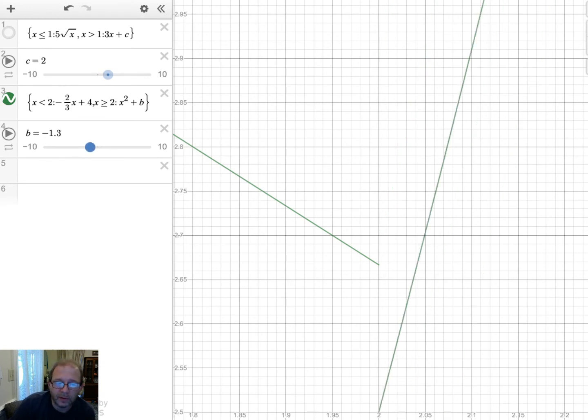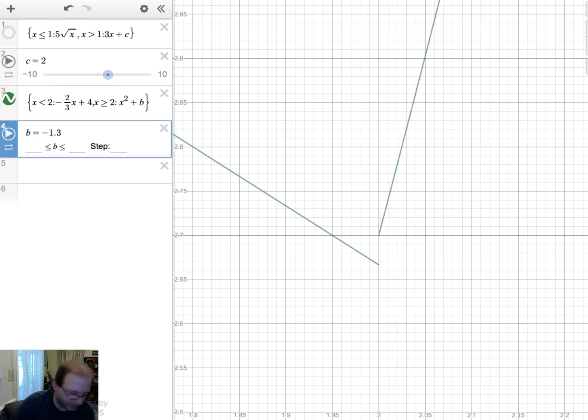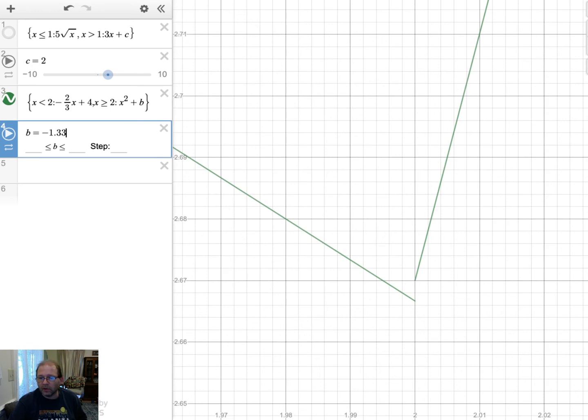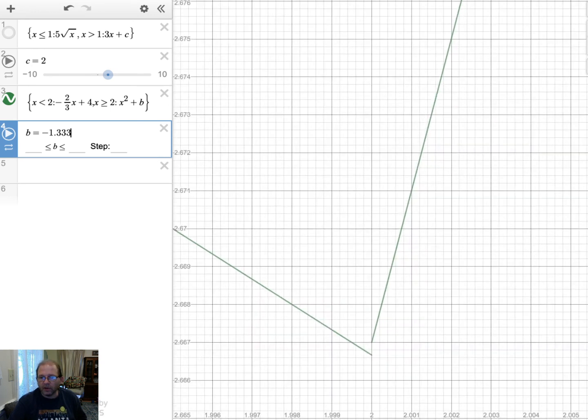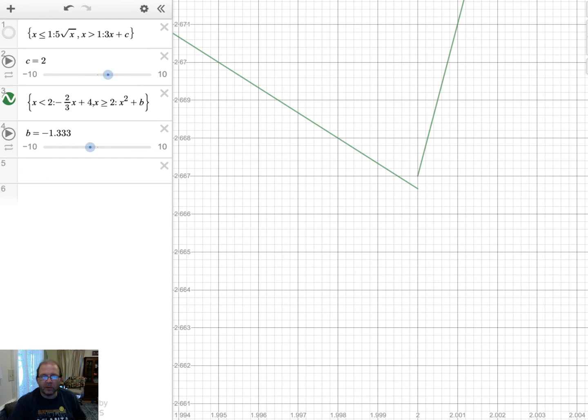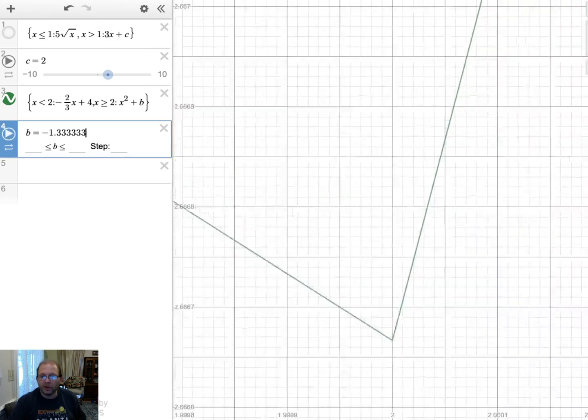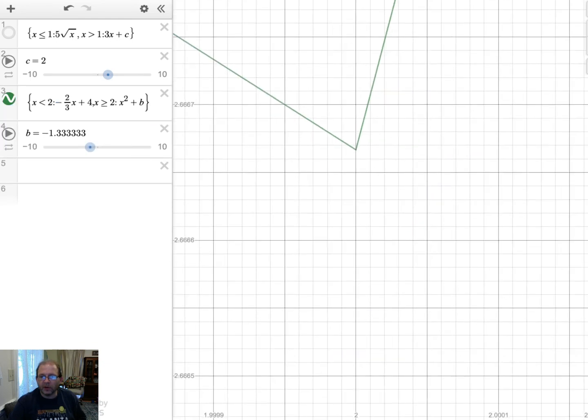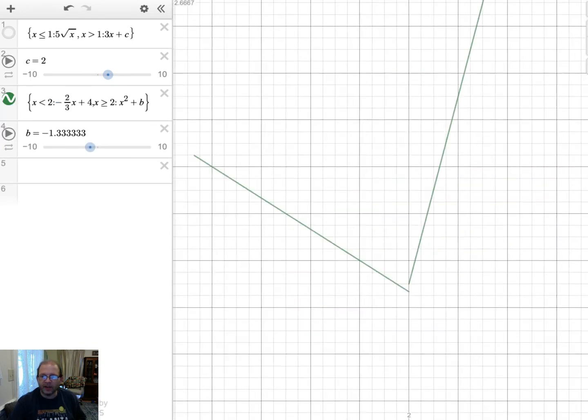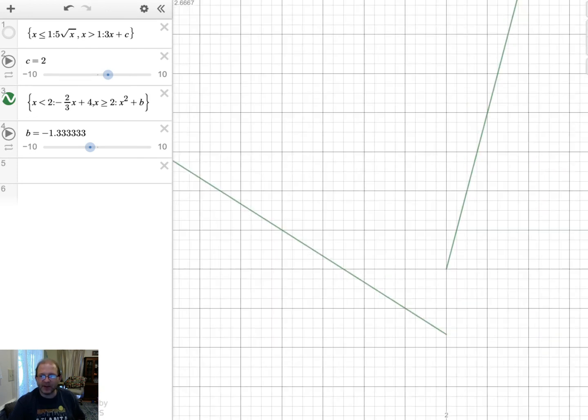So let's see. Can't quite get them to touch. Negative 1.33. They're closer. It looks like this is going to be like 1 1/3. Got enough 3's there that now if you zoom in enough, it's not quite there, not quite touching. So let's go back and solve for it manually.